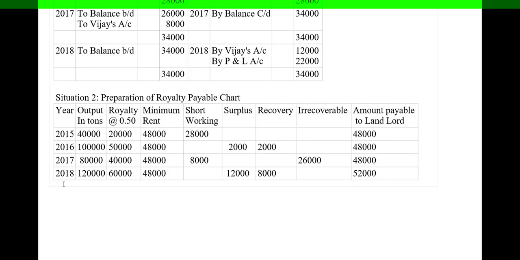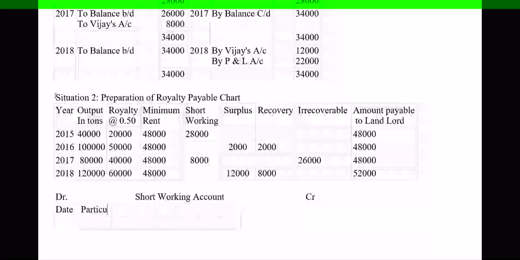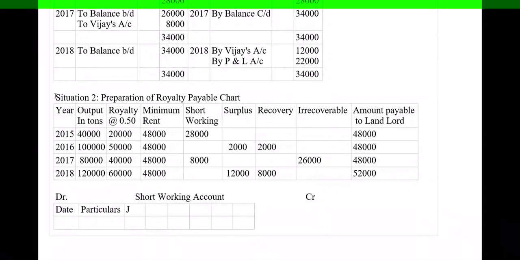So now let us go for preparing the short working account here. So here, short working account. Now let me insert the table here having 8 columns. So date, particulars, then journal folio, then rupees, then date, particulars, then JF, then rupees.